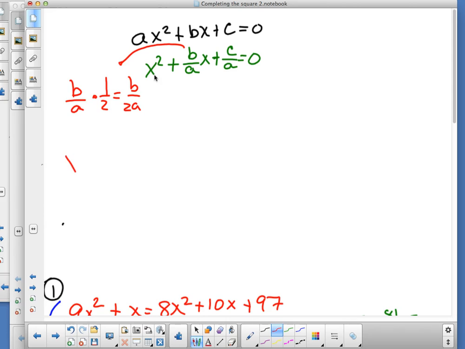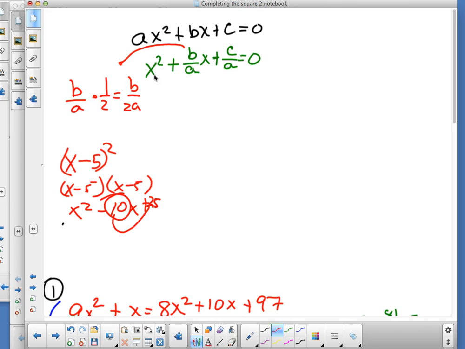Because if I do a perfect square binomial, I've got this situation. And I go, well, that's x minus 5 times x minus 5. Well, that's x squared minus 10x plus 25. Well, if I take half of this and square it, I get that. So that's the step we're doing.